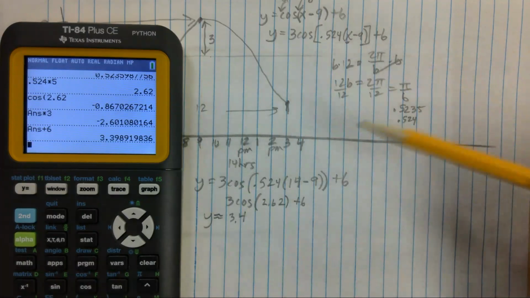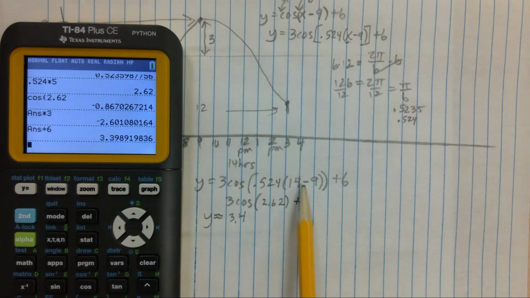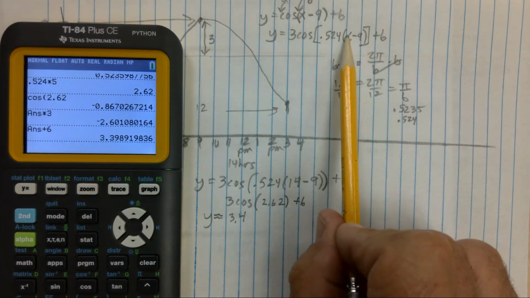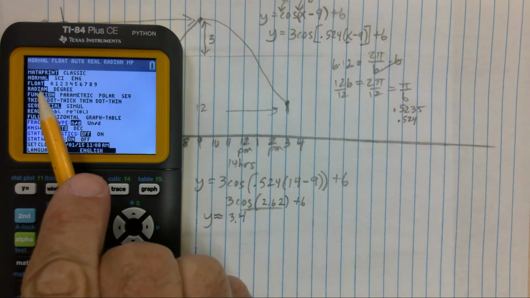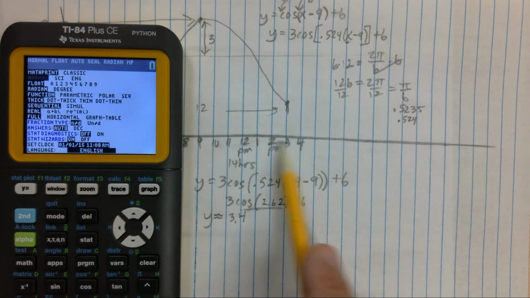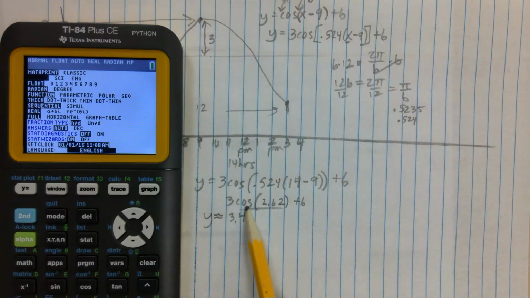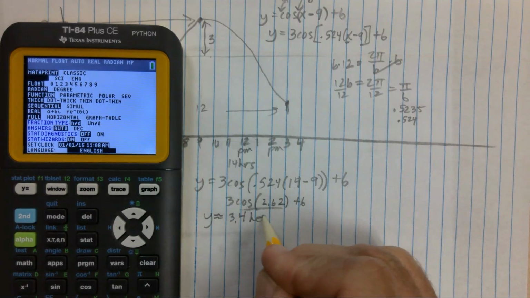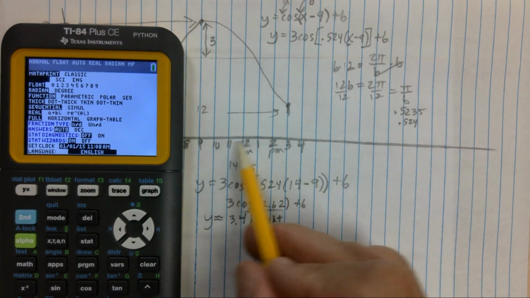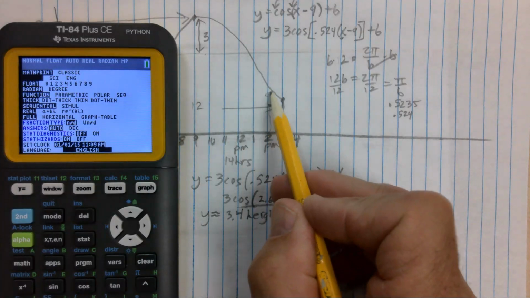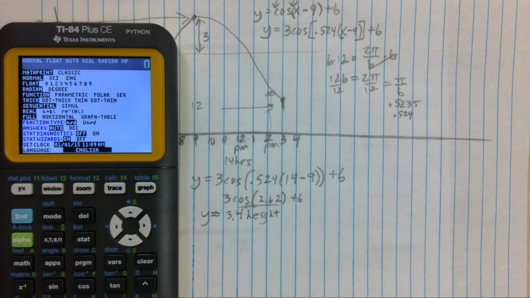All right, show you my work here. So I put 14 in for x, because that's the time. 14 minus 9 is 5. 5 times this is this. Cosine of 2.62. Remember, I had to be in radian mode, because it's not in degree mode at all, so this is radian mode. So cosine of this times 3 plus 6 is 3.4. So that's the approximate height after 14 hours. And if you look at the drawing, looks like it could be pretty close to accurate, a little above 3. So let's stop right there.